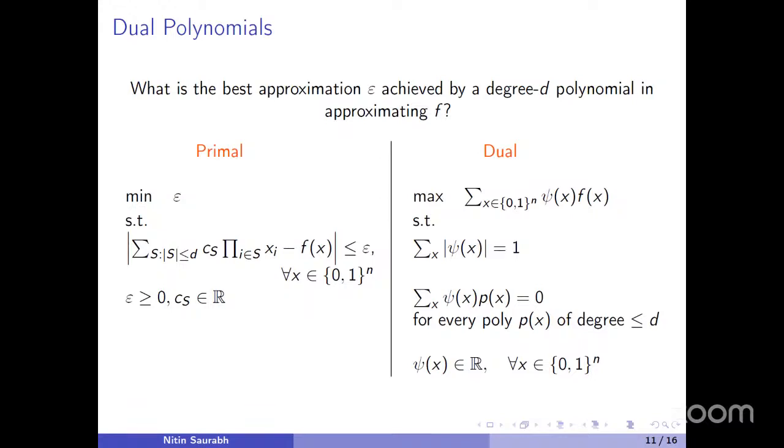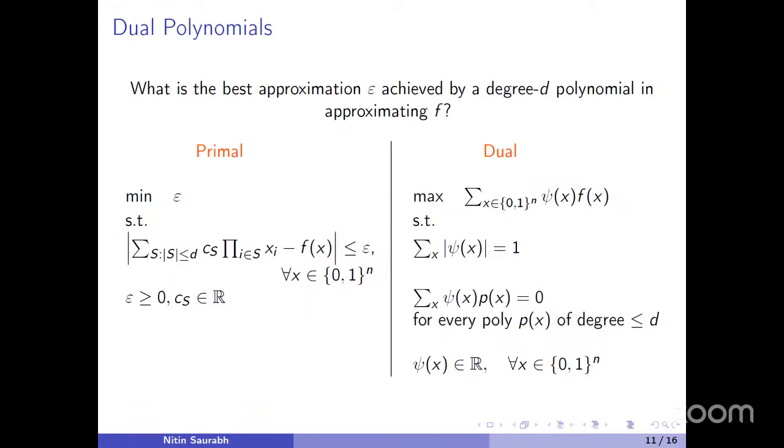and it has a normalized L1 norm 1. So if you take the absolute value, you can think of it as a distribution over the inputs. It has zero correlation with low degree polynomials. In terms of its Fourier representation, it is only supported on high degree monomials, that is, degree D plus 1 and higher.